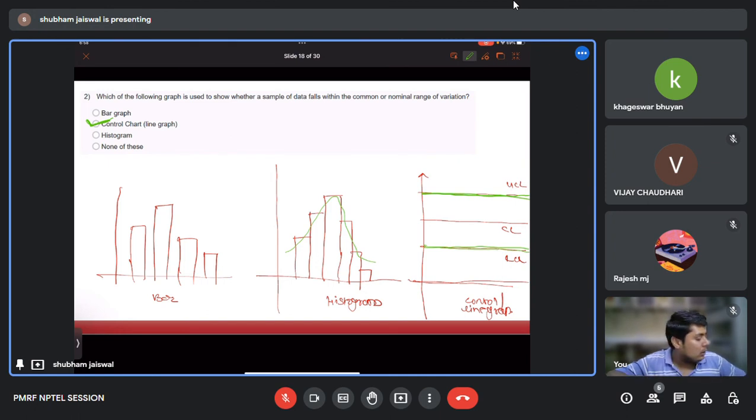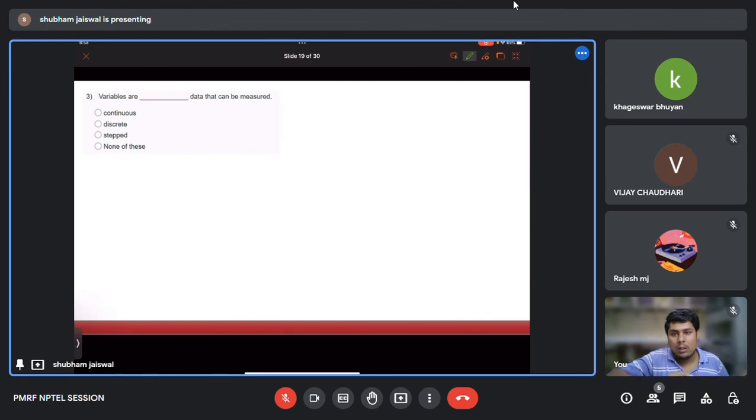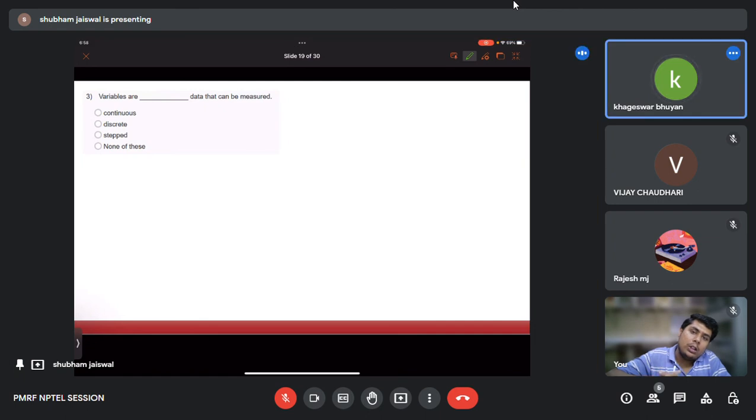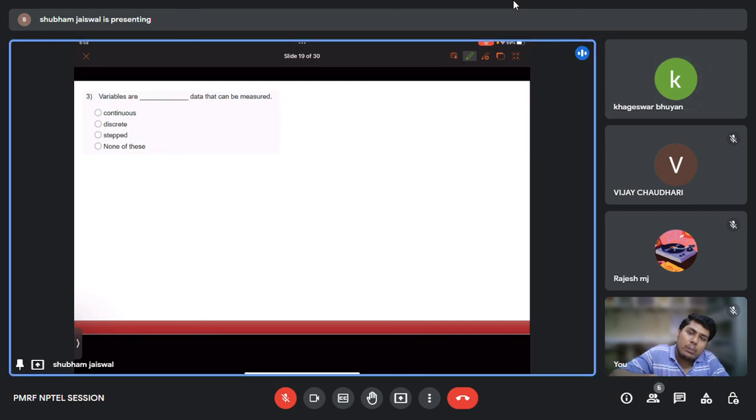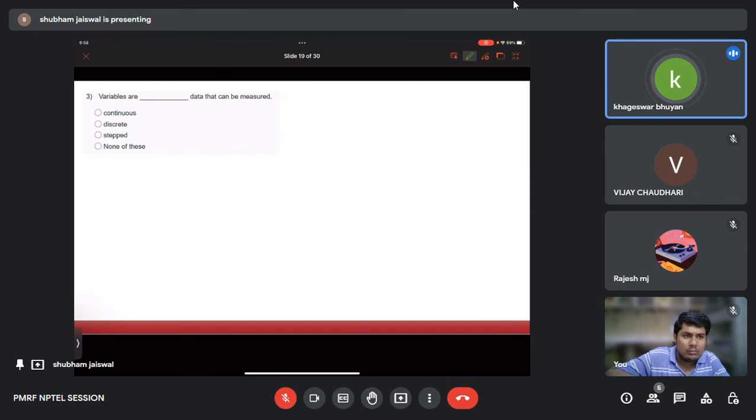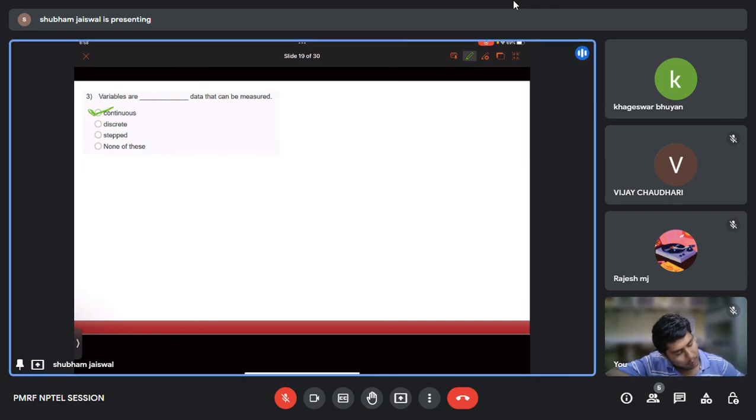Okay. So next question is: variables are continuous data, discrete data, stable data, none of these. Continuous data. Yeah. When we talk about variables, it is continuous data.